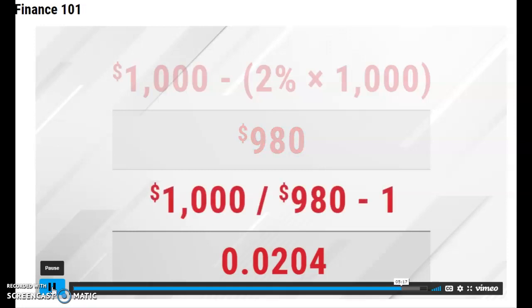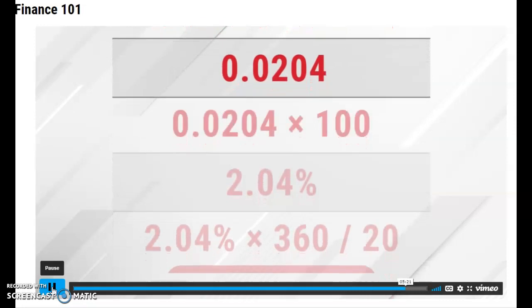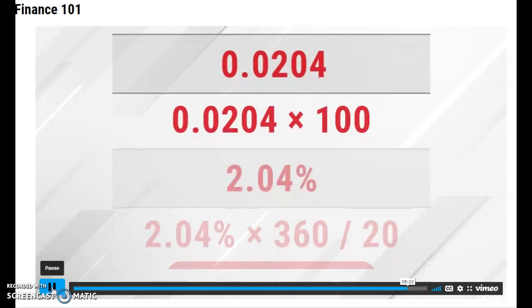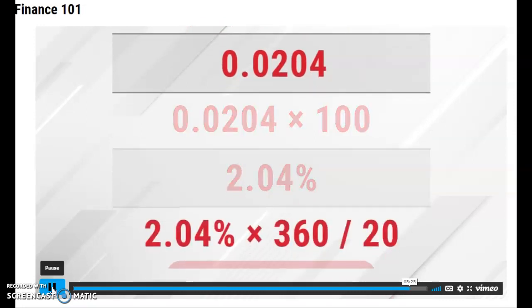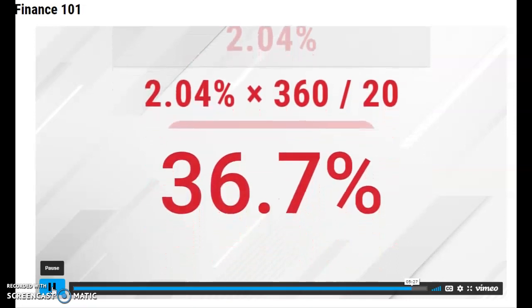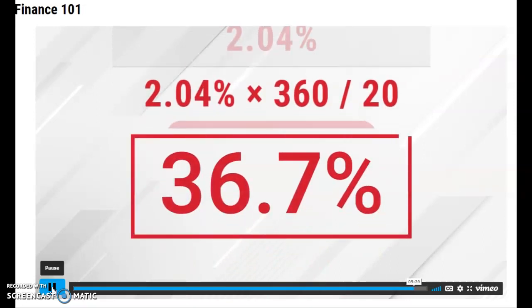To calculate this return, take the original price divided by the discounted price, subtract 1, and multiply by 100 to calculate the percentage. Multiply this percentage by 360 and divide by 20, and you will see that you will have an annual return of 36.7%.